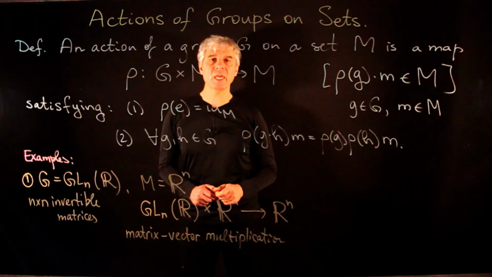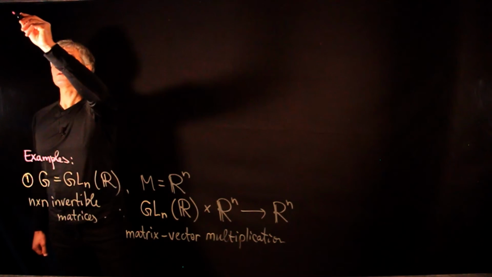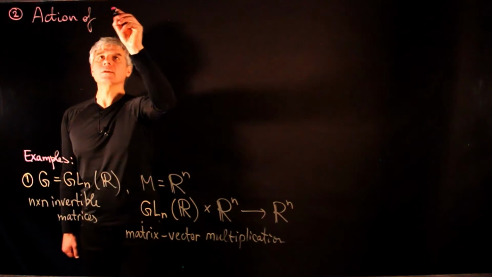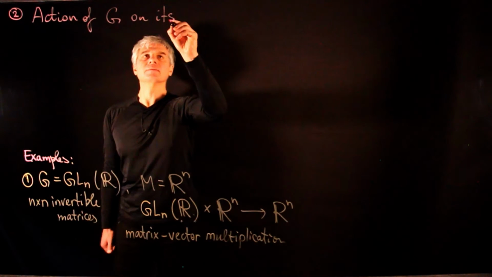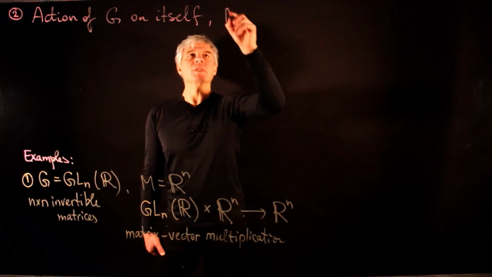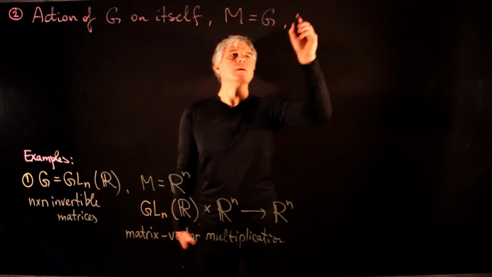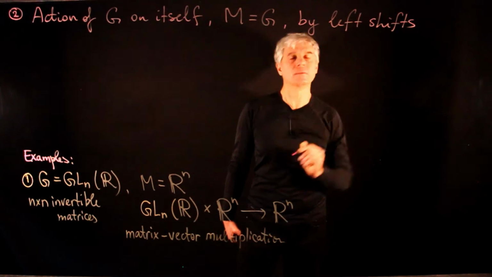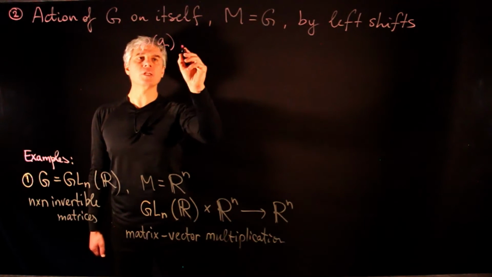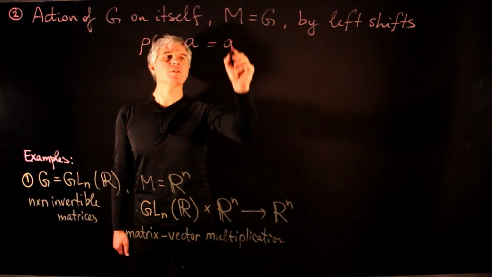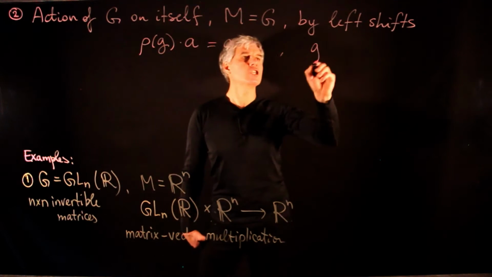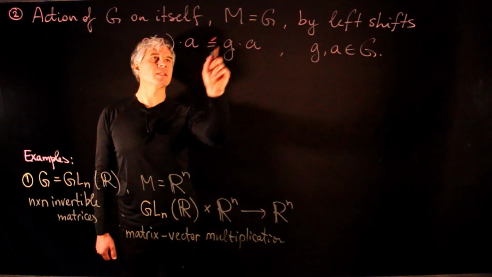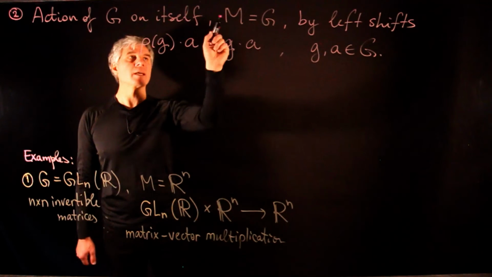A beautiful and powerful idea is to apply group actions for the study of groups themselves. Let us see how we can make groups act on groups. Our second example is the action of a group G on itself. So this means that as M we take G, by left shifts. Here the action of an element g on an element a will be just the product, g times a. So here g and a are elements of the group. In these notations, a is viewed as an element of M and g is viewed as an element of G.